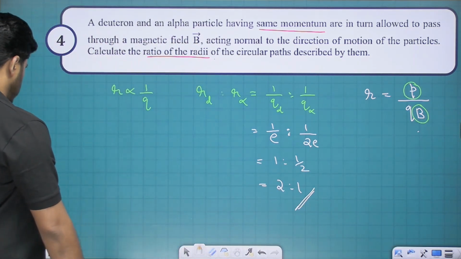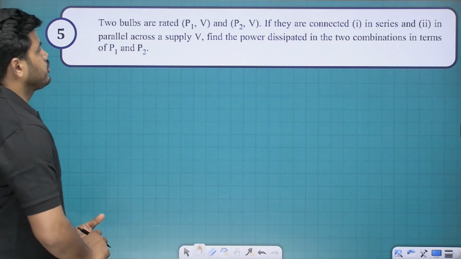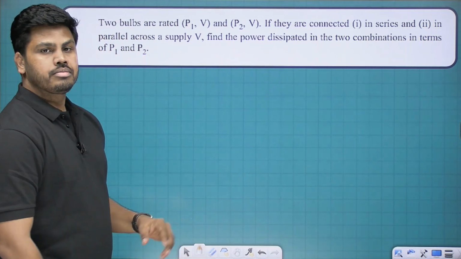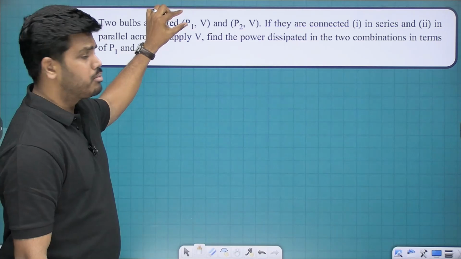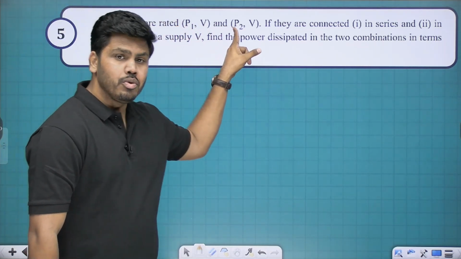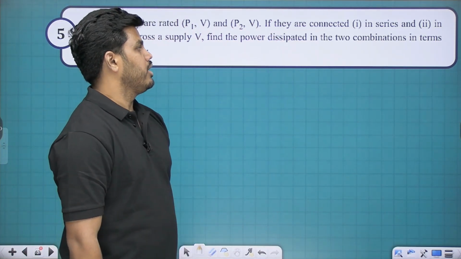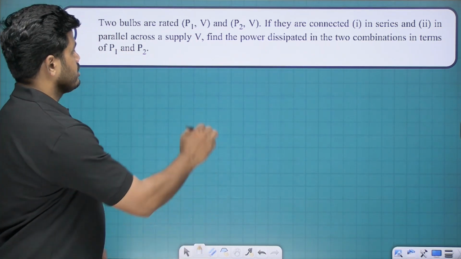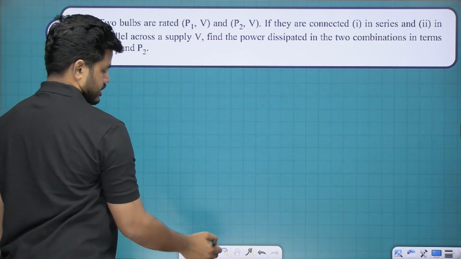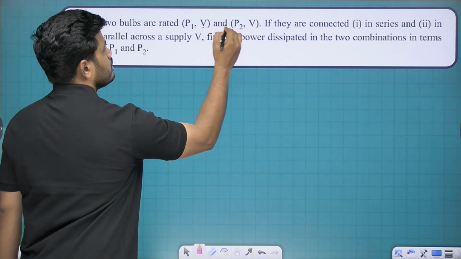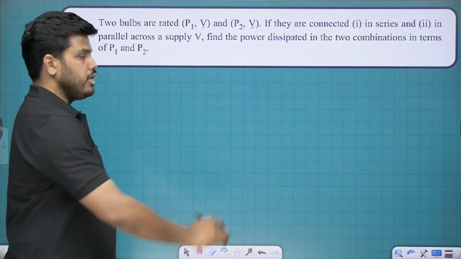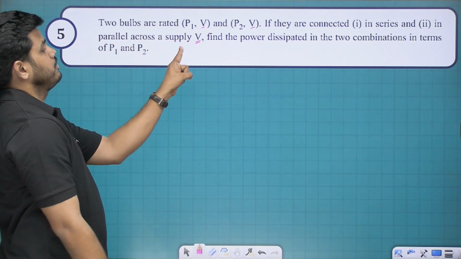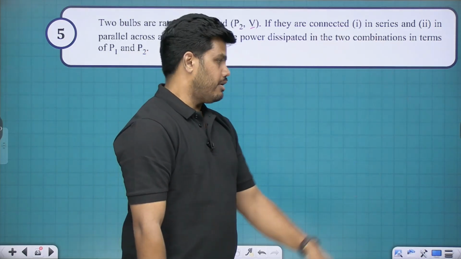Good. Now, question number 5. Two bulbs are rated P1 V and P2 V. P1 is the power of the first bulb at a potential V, and P2 is the power of the second bulb at a potential V. If they are connected in series and in parallel across a supply voltage V. See, these are rated at a constant voltage V. This is also the rating given at the voltage V. And we are going to connect them across the same potential, the same rating voltage only, but in parallel and series also.